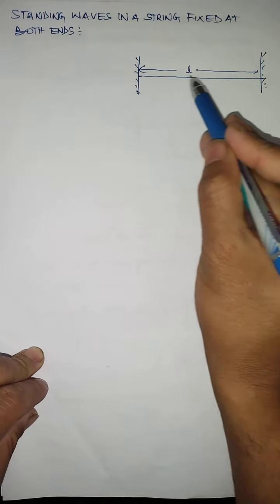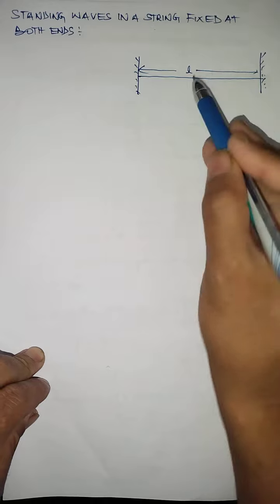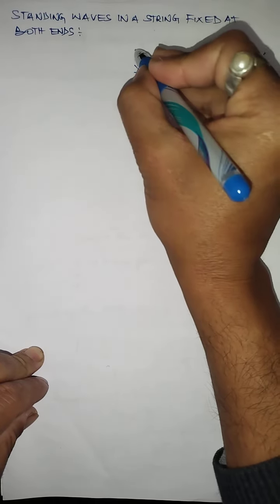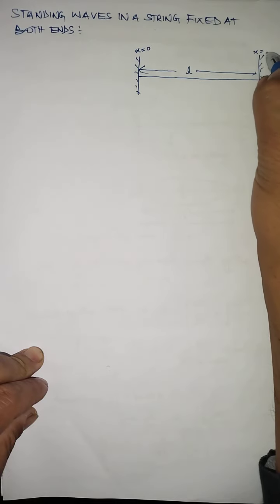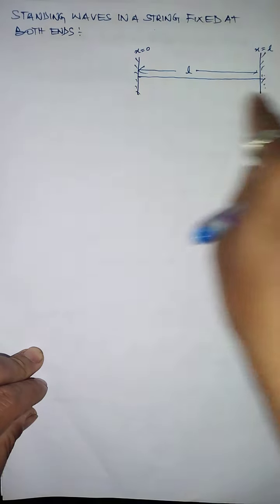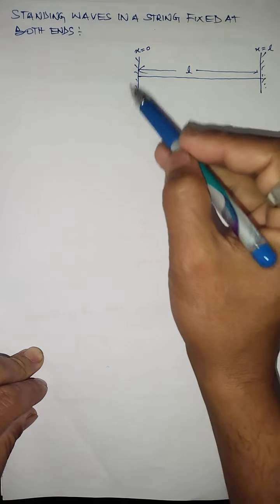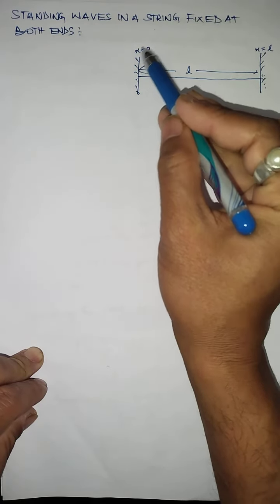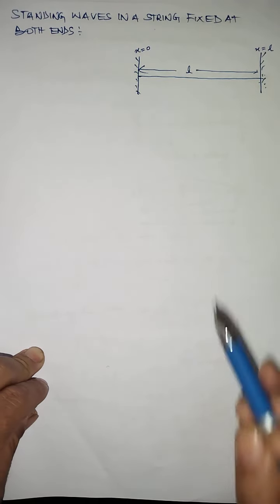So this is a uniform string of length L. From one end to the other end, the length is L. So I consider x equals 0 and x equals L. That means the string is placed along the horizontal x-axis, whose one end is x equals 0 and the other end is L. That means the total length is L.